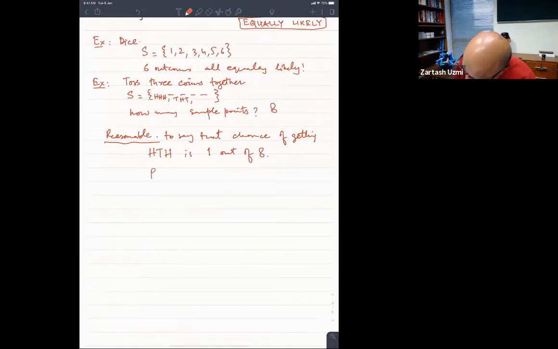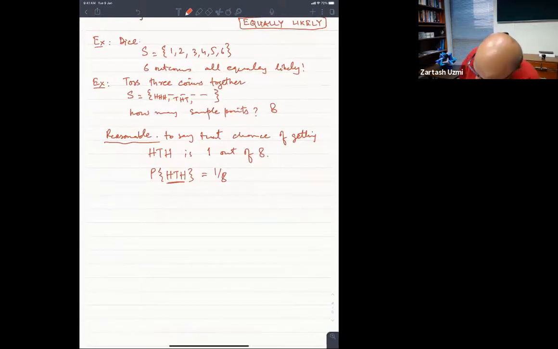ठीक है. So हम इसको ऐसे लिखते हैं कि probability that you will get this particular outcome is 1 out of 8. In fact, all the 8 outcomes are equally likely.